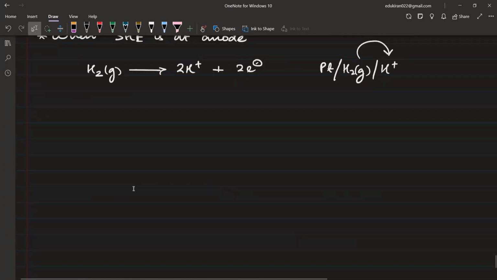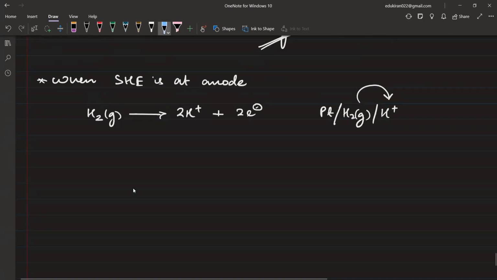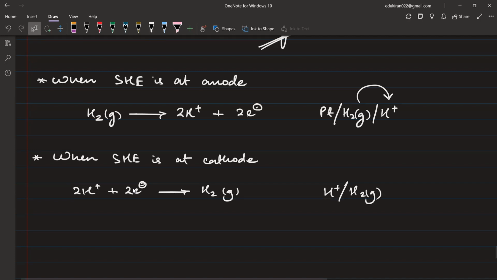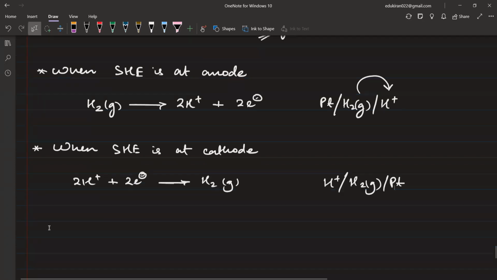Now, what is going to happen when SHE is at cathode? Please write, when standard hydrogen electrode is at cathode, then 2H plus, उल्टा हो जाएगा reaction, plus 2 electron is going to give me H2 gas. In this case, H plus is getting converted to H2 gas, और H2 gas वो pass हो रहा है किधर से? Platinum में. सारा reaction कहाँ पे हो रहा है? Platinum में हो रहा है. Okay, so this is how we represent it when it is a cathode.